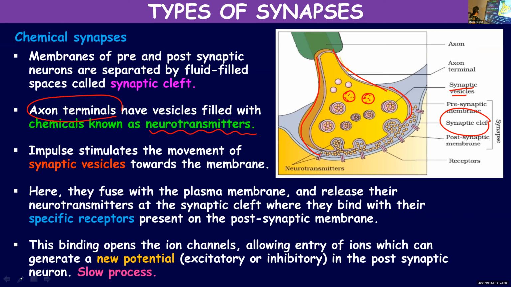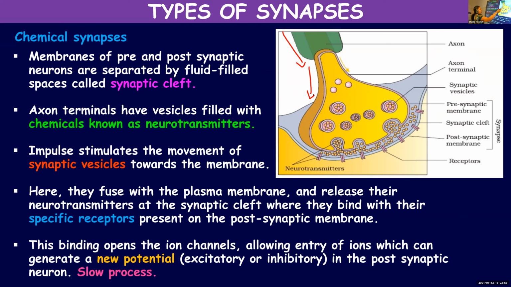Now let's see what happens. You know the nerve impulse will be traveling along the axon and reaches the axon terminal. Once it reaches the axon terminal, the synaptic vesicles move towards the membrane. They are present here, but when the impulse reaches here, you can find them moving towards the membrane.